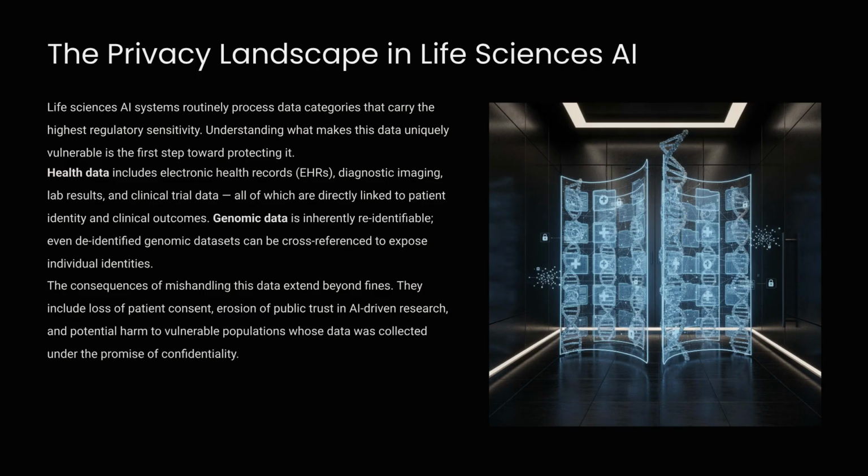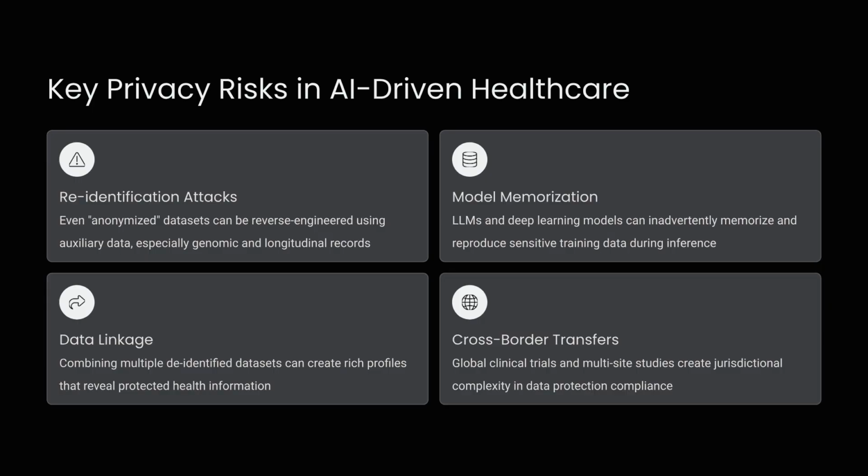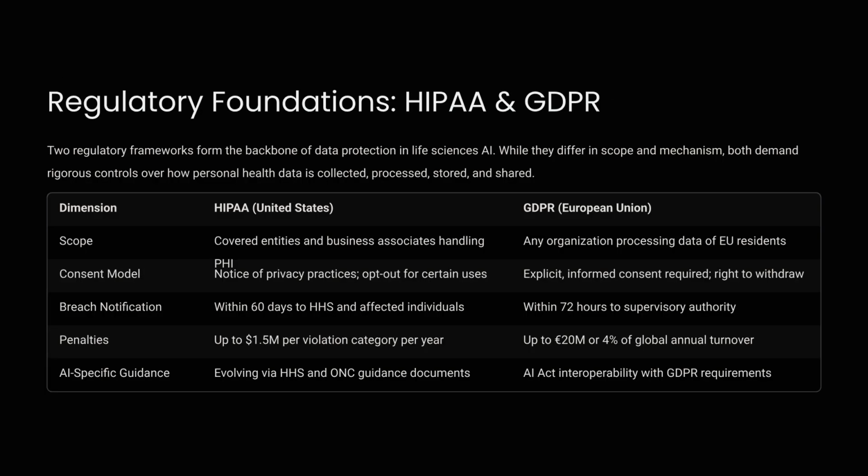Mishandling this data can lead to severe consequences, including loss of public trust and regulatory fines. Key privacy risks include re-identification attacks, model memorization, data linkage from multiple sources, and jurisdictional complexity from cross-border transfers. Addressing these requires proactive security measures.